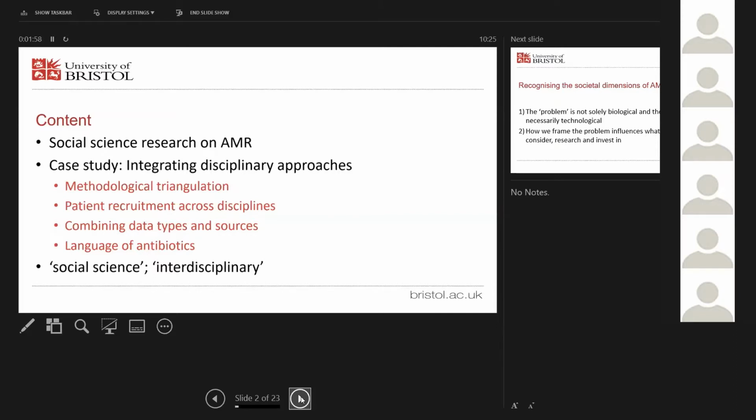And at the bottom there, I've put those phrases, social science and interdisciplinary, in inverted commas, just to highlight the fact that these are both variable and contested terms that are used in different ways by different people, and that you'll find utilized differently in the literatures you read.